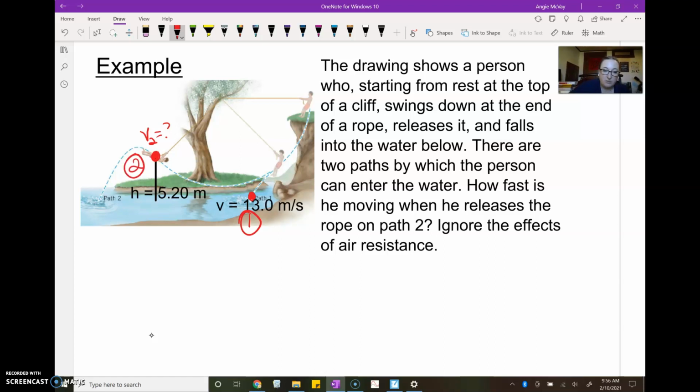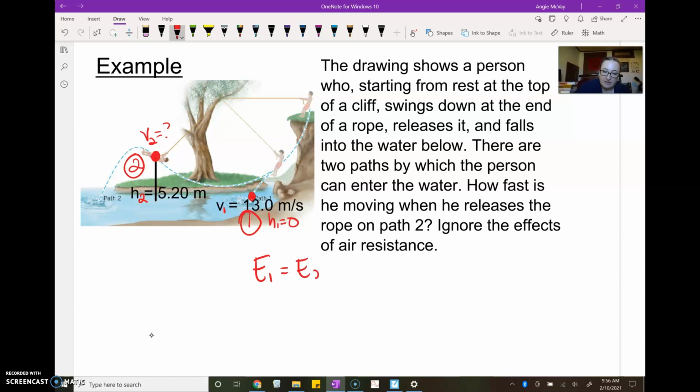We know at position 1, when the person lands in the water, that they have a speed of 13 meters per second. We also can assume that the water is the reference level, so at position 1, there's a height of 0. We're looking for how fast this person is going at position 2, right before they let go of the rope swing, and we are given their height at that position as 5.2 meters. So let's set up a law of conservation of energy problem.